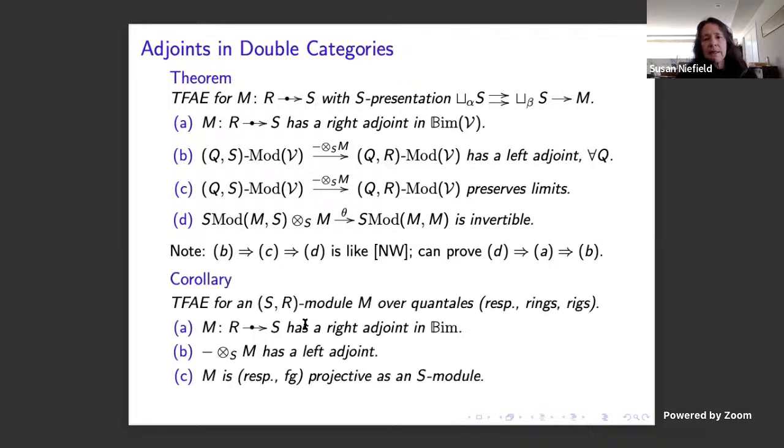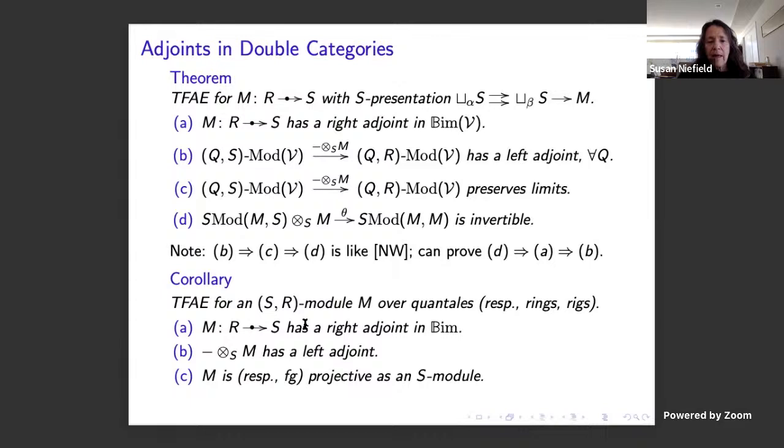Okay. And a corollary is the following are equivalent for an SR module M over quantales, and I'll get back to rings and rigs in a second. M has a right adjoint in the bimodule category. I would like to call that quantales, but I use quant for the one where the vertical morphisms are lax instead of modules. And tensoring over S with M has a left adjoint. And M is projective as an S module.